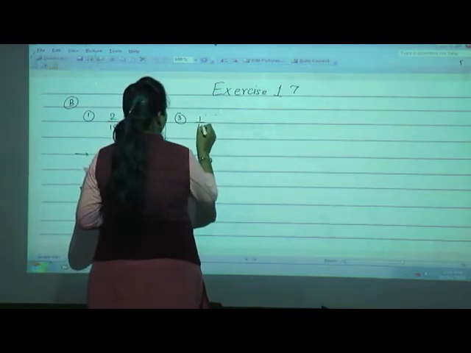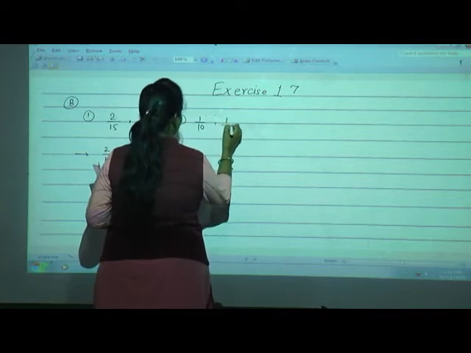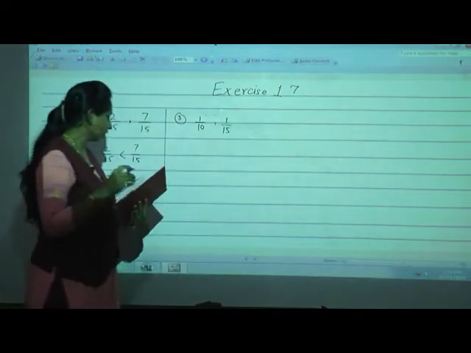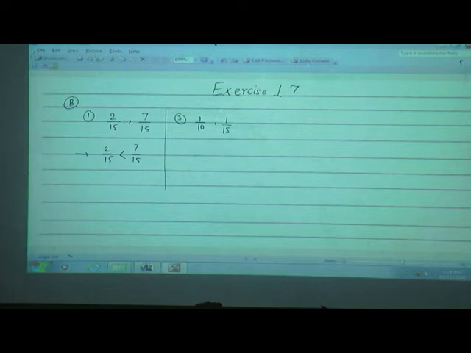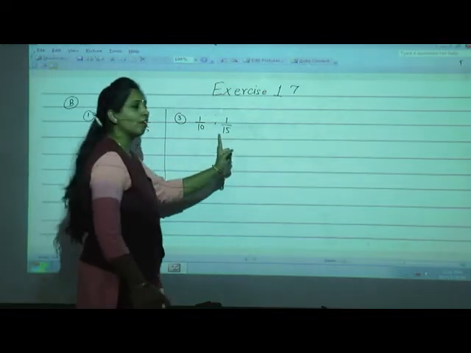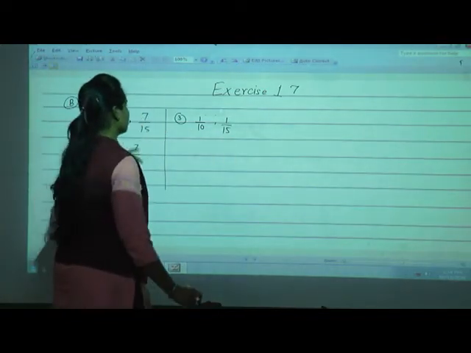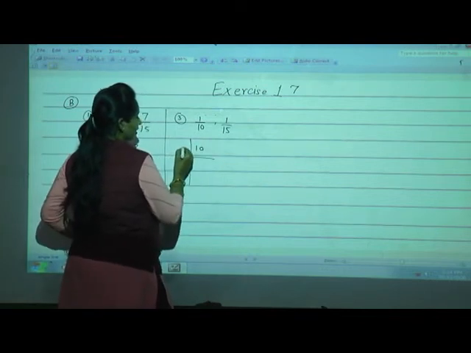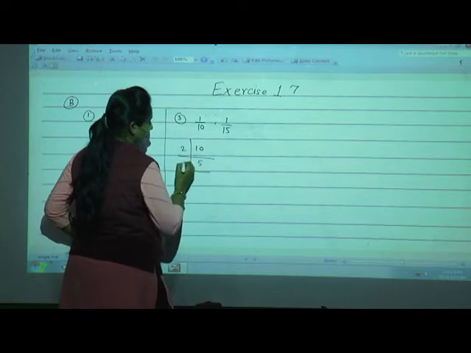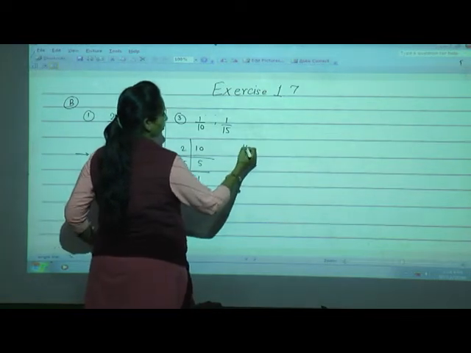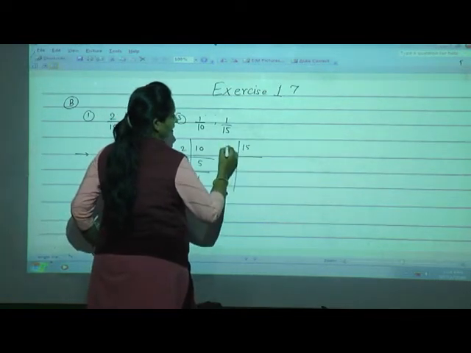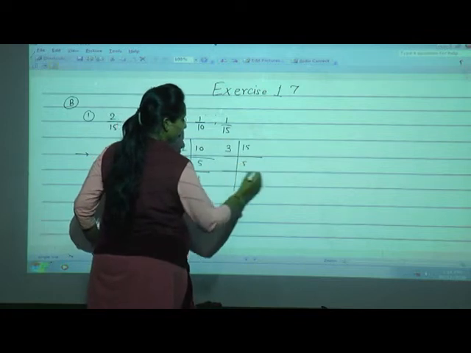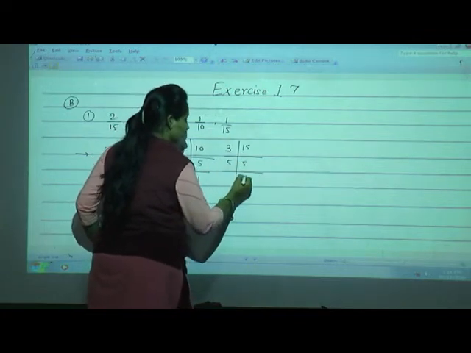1 upon 10, 1 upon 15. Now here the denominators are different. So what do we have to do? We have to find the LCM of both the denominators. First we will find the tens. See, 2 5s are 10, 5 1s are 5. And what about 15s? 3 5s are 15, 5 1s are 5.